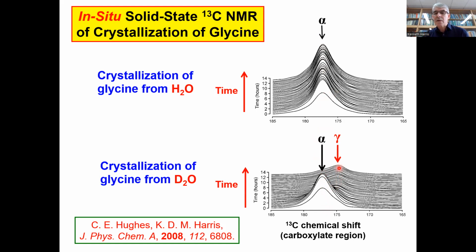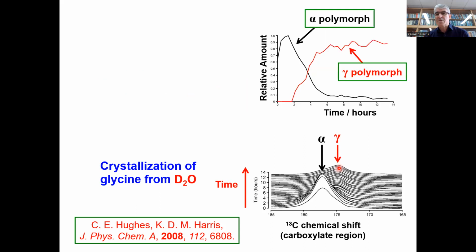And we can quantify the relative amounts of the alpha and gamma polymorphs. This is not necessarily straightforward. We need to calibrate the relative cross-polarization efficiencies of the different polymorphs. But once we've done that calibration, we can get data like this, showing the relative amounts, the growth of the alpha polymorph, then after 2 hours that decays, and that is mirrored by the growth of the gamma polymorph, as shown there.